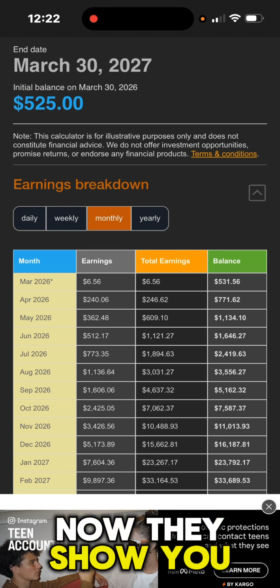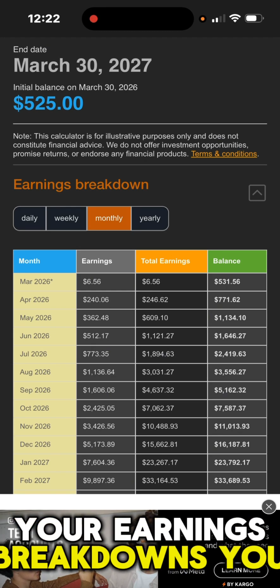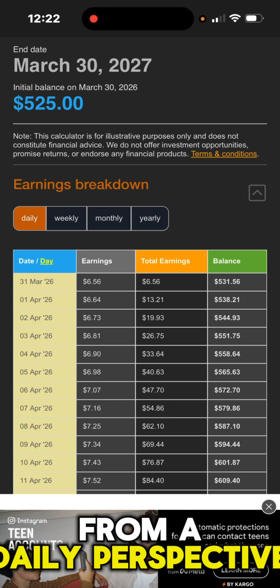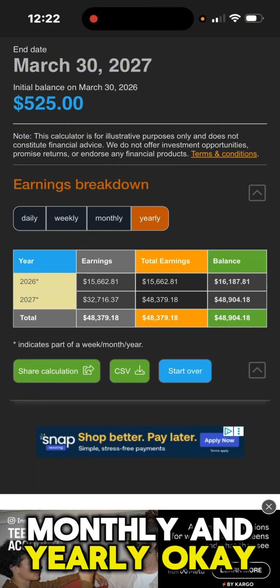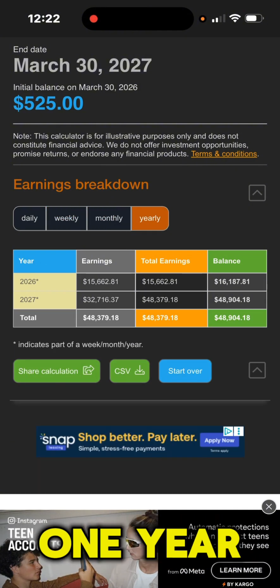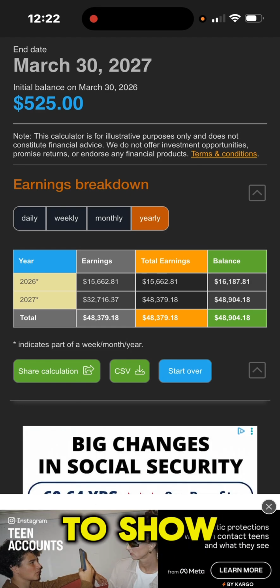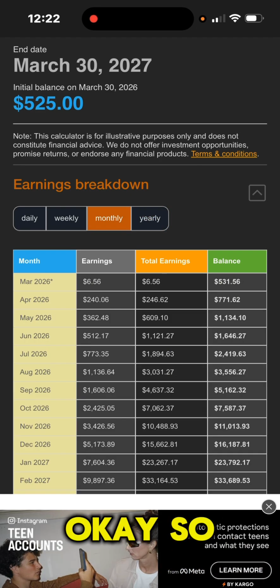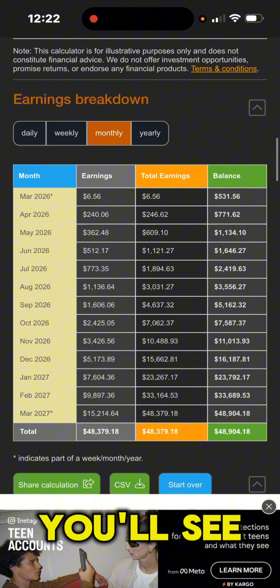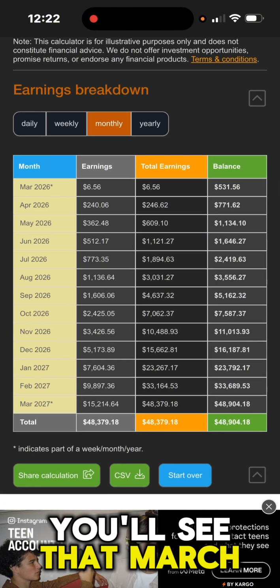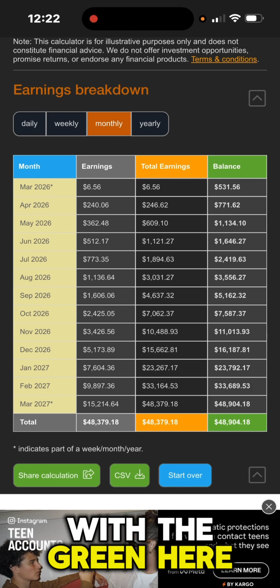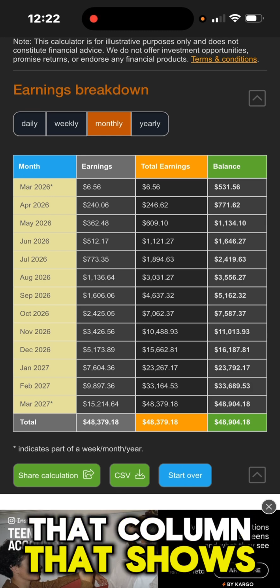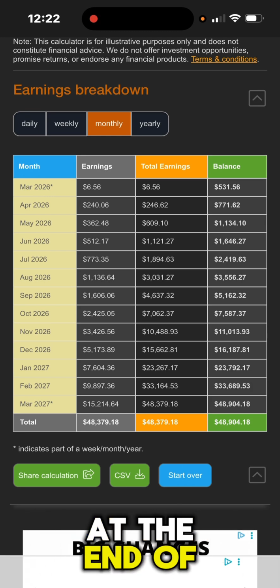Now, they show you your earnings breakdowns. You can look at it from a daily perspective, weekly, monthly, and yearly. I always just show 1 year, and I always like to show what monthly looks like. So if you look here at the calculator, you'll see that March, it shows these totals that you see here in the balance with the green here on the very end, that column, that shows you what you have at the end of the month.